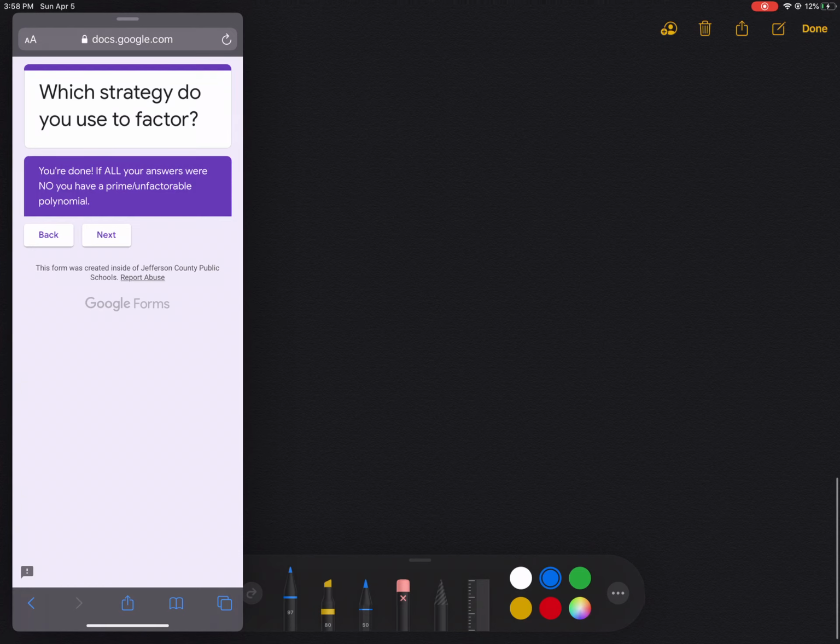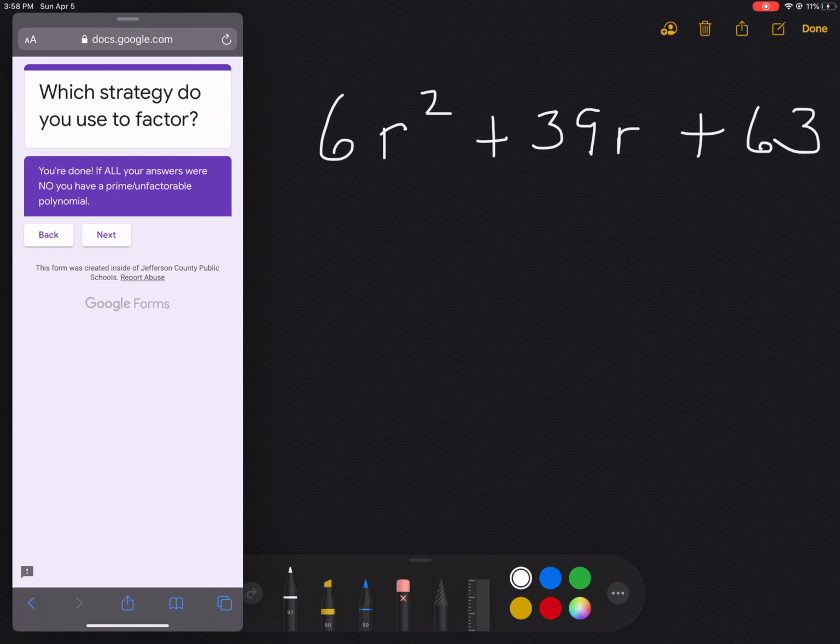My next example will be 6r to the second plus 39r plus 63. So once I'm all done, I can click next.